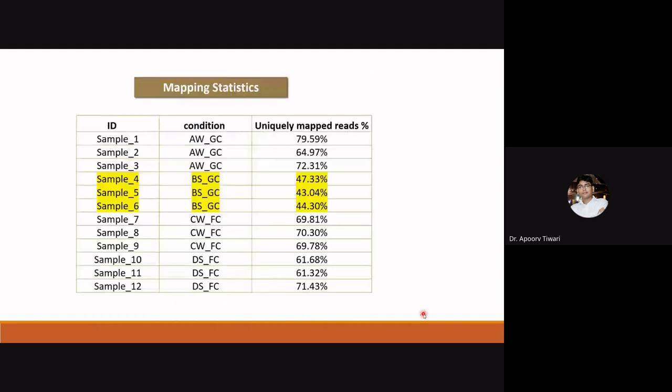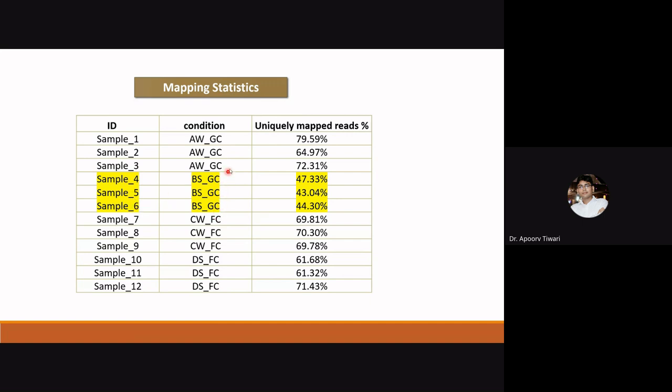So you can see this is the mapping stat. When you get the output in SAM format, it will generate the mapping statistics for a particular sample. You can see that samples 1, 2, and 3 have this condition, and samples 4, 5, 6 have this condition.